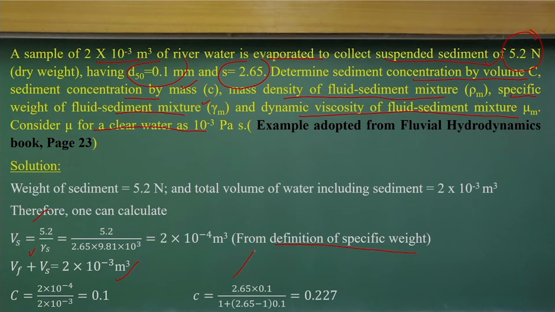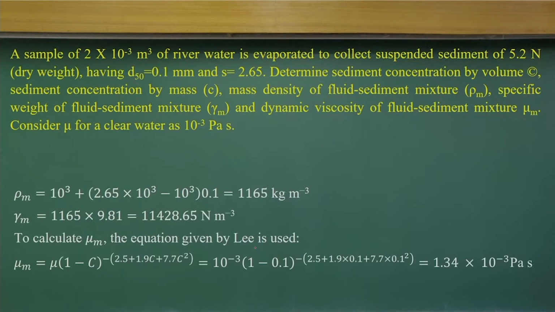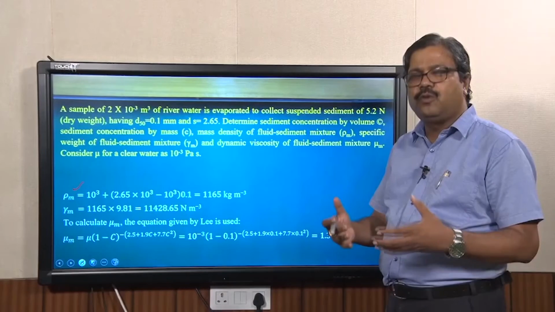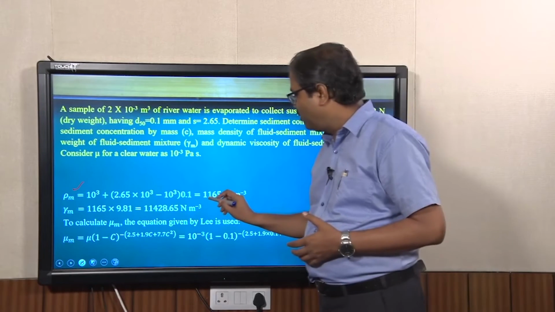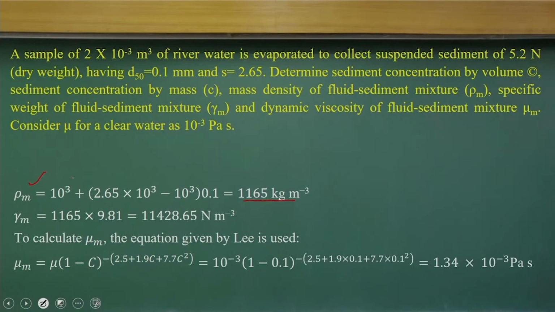In the same way, I can get the density of the fluid and sediment mixture. As I know, the water density is 1000 kg per cubic meter. Because of the sediment, the density of this water and sediment mixture is more than 1000 kg per cubic meter, which comes out here to 1165 kg per cubic meter.